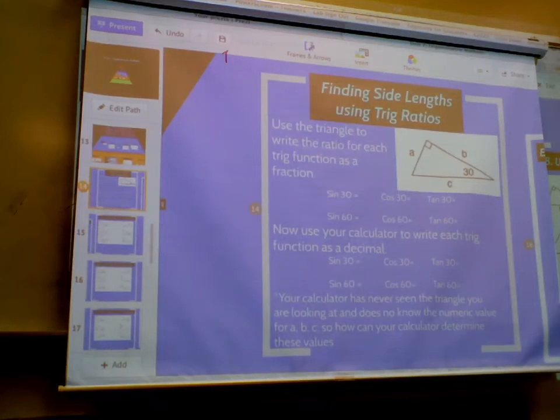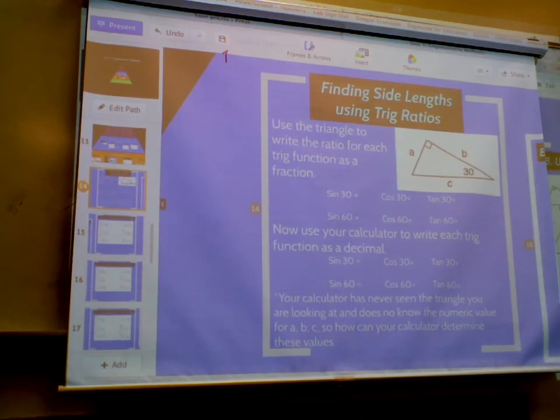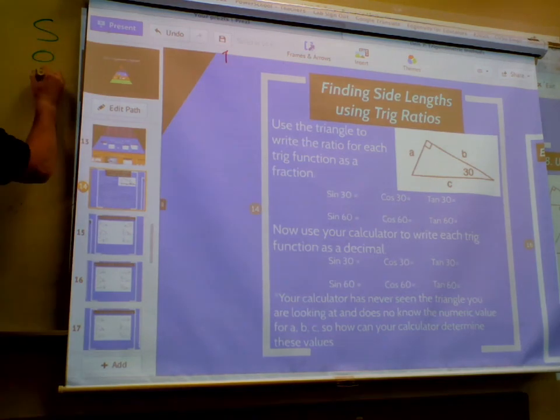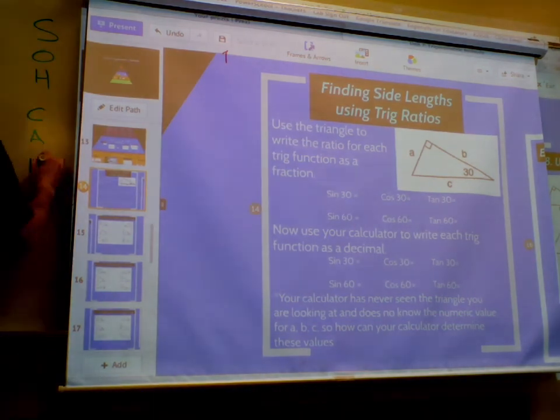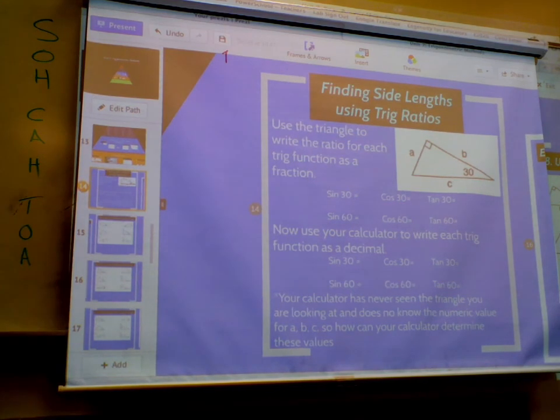So, what acronym is supposed to help us with this? Sohcahtoa, good. If you have not written it down, I'd write it down. S-O-H-C-A-H-T-O-A, right? The O's stand for opposite. The A stands for adjacent. The H stands for hypotenuse. S stands for sine, C stands for cosine, T stands for tangent. Okay, so this is an acronym for helping us remember the trig identities, right?